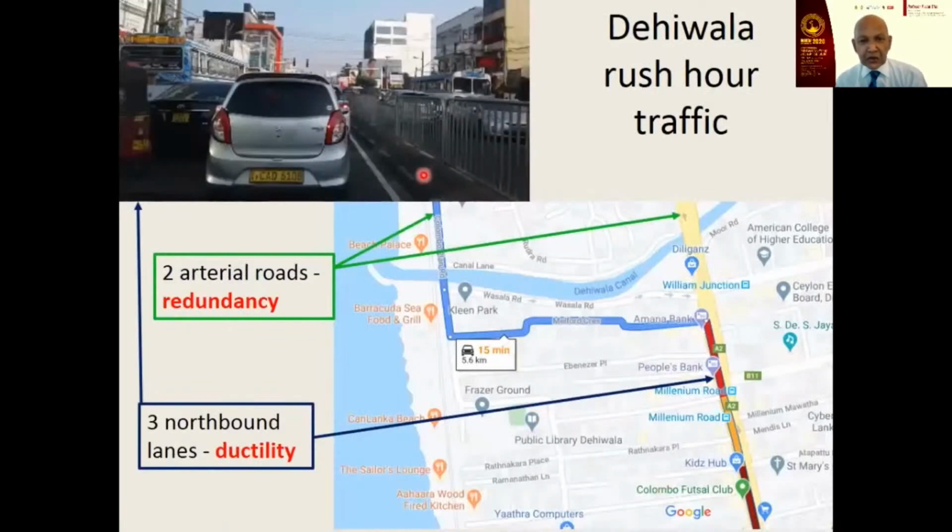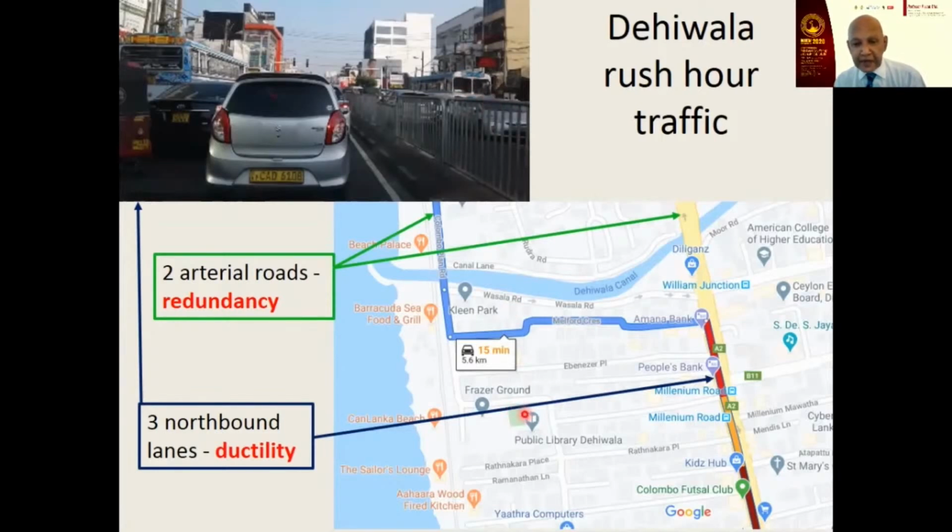Now, this is just north of where I live. So if I want to go into Colombo on a weekday morning, I have to go through a situation where there are 3 lanes of traffic going northbound like this. And this lane is on the other side of this center island as well. That is because for rush hour traffic, one side of the road is not enough. So here you find that this road is behaving in a ductile manner. It is behaving differently when there is rush hour. Southbound, there is only one lane in this direction.